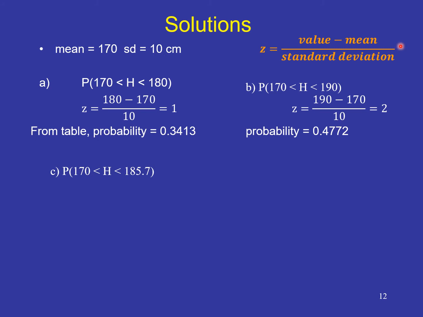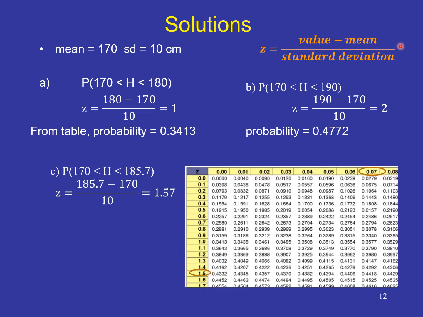Part C asks for the probability between 170 and 185.7. Again, we put the values in our formula and work out Z. This gives us 1.57. Now to look up a second decimal place, we need to go along the columns. In the rows, we look down to 1.5. In the columns, we look to 0.07, and that gives us a Z value of 1.57. We look for the corresponding probability, which is 0.4418.